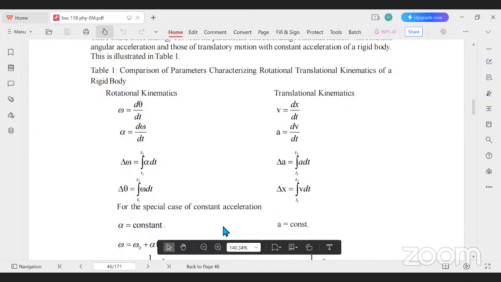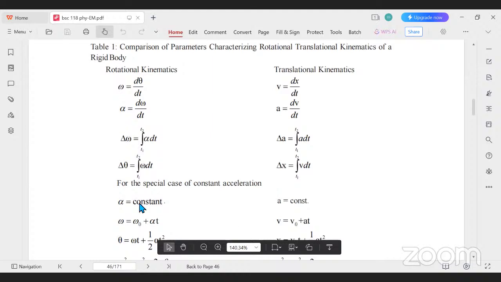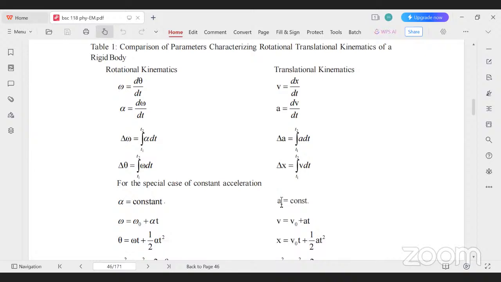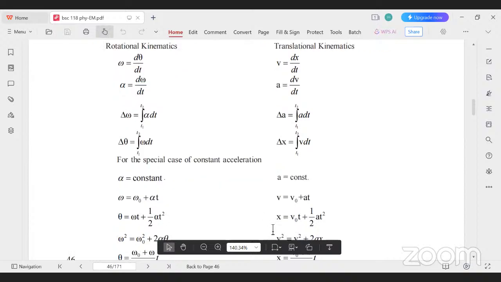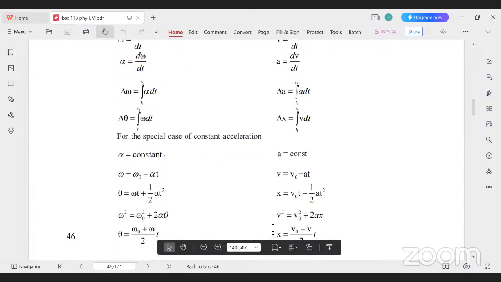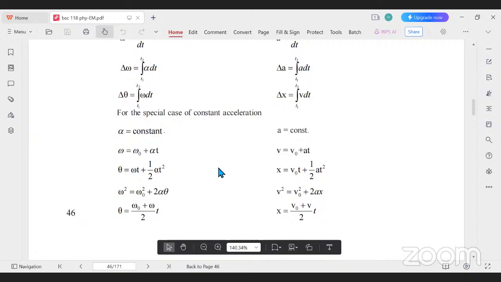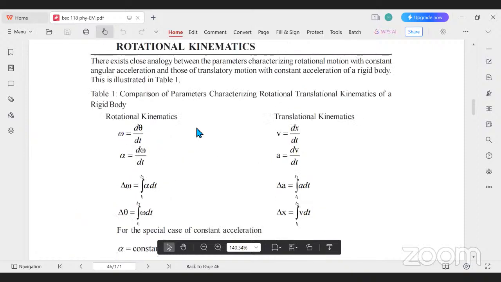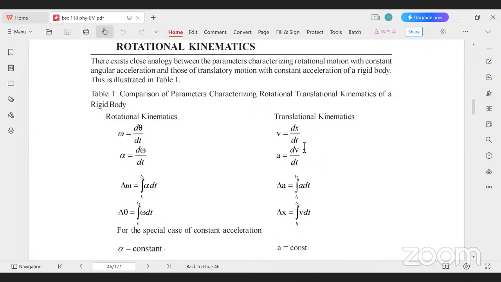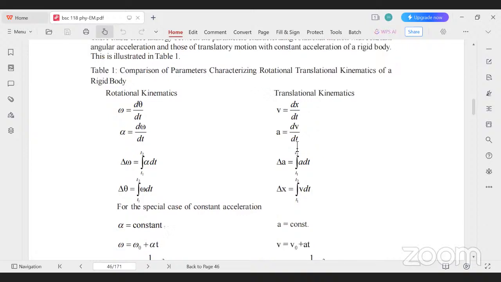For the special case of a constant acceleration, alpha is nothing but constant. We know that if alpha is a constant, then a is also constant. Clear? Acceleration is also constant. So when we can find acceleration, we are finding the velocity. These are the equations taken from rotational kinematics to translational kinematics. Translational kinematics is what we are using for the application.